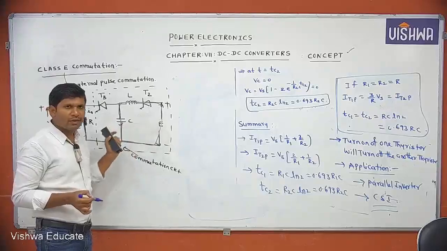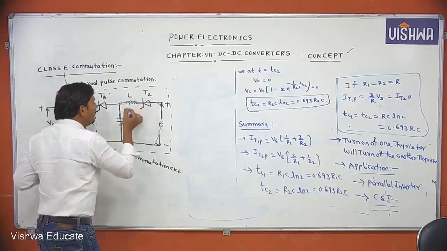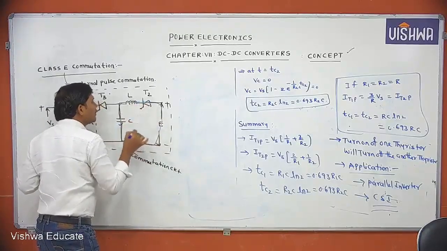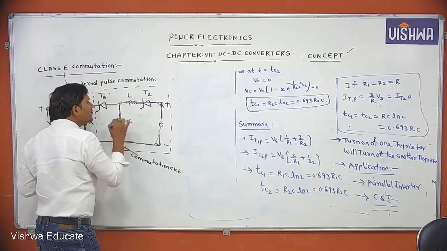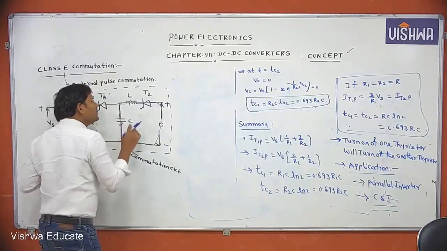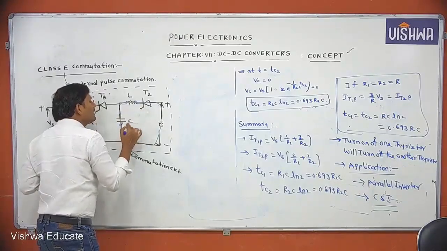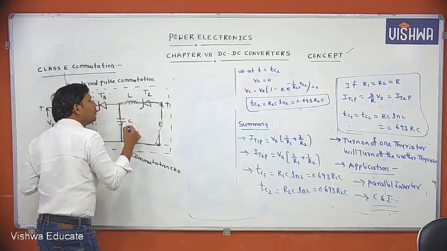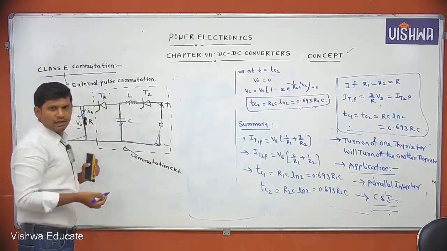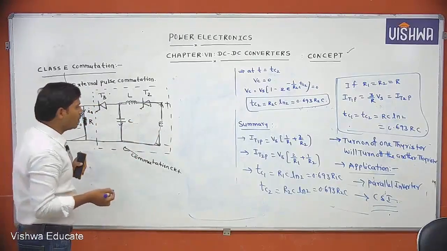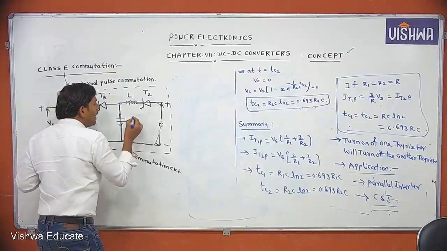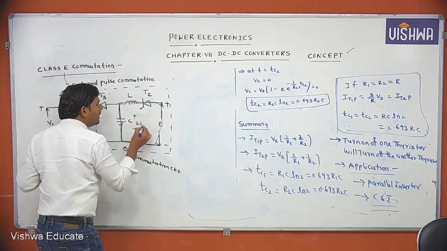External voltage we are giving. Now, whenever T2 is conducting in the LC circuit, we are assuming that there is no initial charge in the capacitor. Without initial charge in the LC circuit, the capacitor charges to a voltage of 2 times the supply voltage. Maximum it charges to a voltage of 2E.